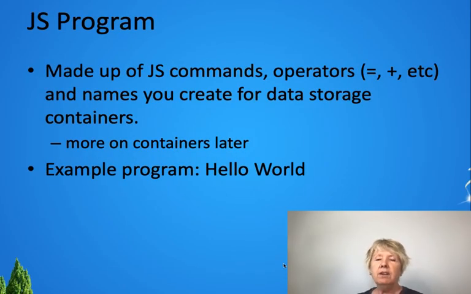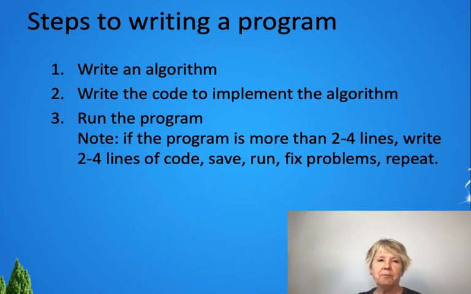Okay, so every JavaScript program is made up of JavaScript commands, operators like equal signs, plus signs, etc., and names that you create for storage areas that you put data in. Those are called variables, which we'll talk about more in a later video. So let's look at an example program called Hello World, which is the one you always start with in programming languages, and it's the simplest possible program.